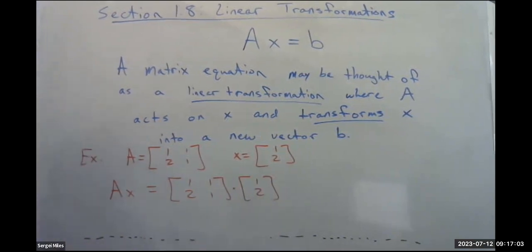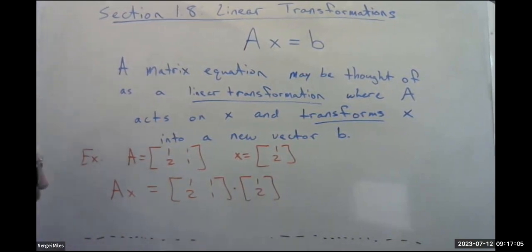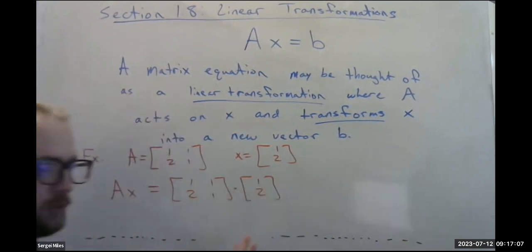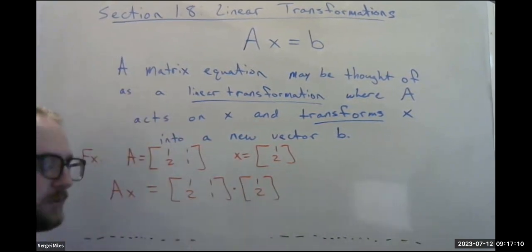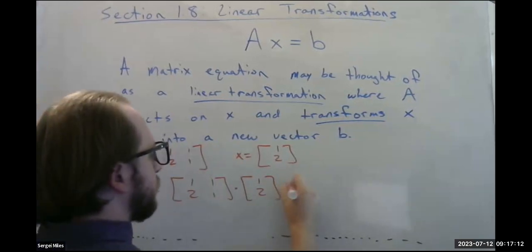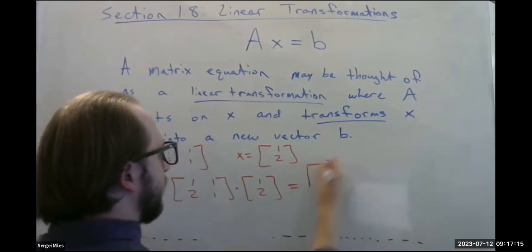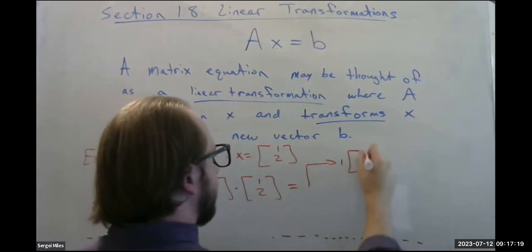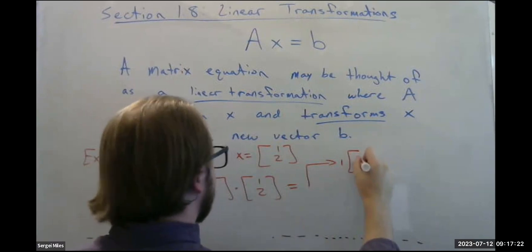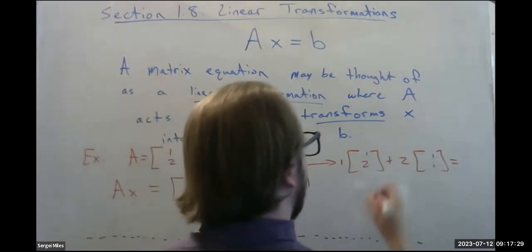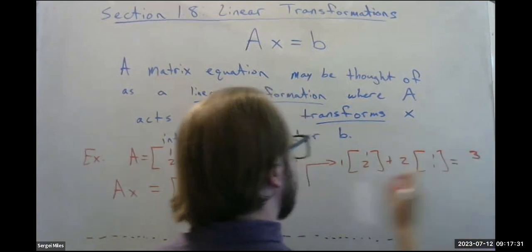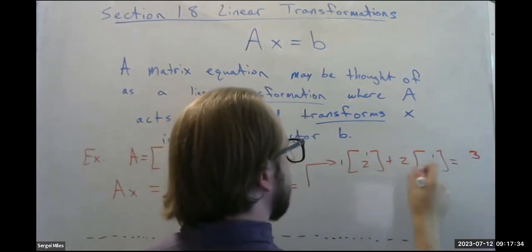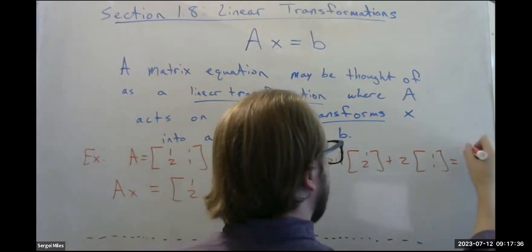I can write this out as a dot product. There are two different ways I can do this multiplication. Remember we talked about the dot product method. I can also write this as a linear combination. The first option would be to write it as a linear combination. I have 1 times 1, 2 plus 2 times 1, 1. This is going to give me a new vector of 1 plus 2 is 3, 2 plus 2 is 4.